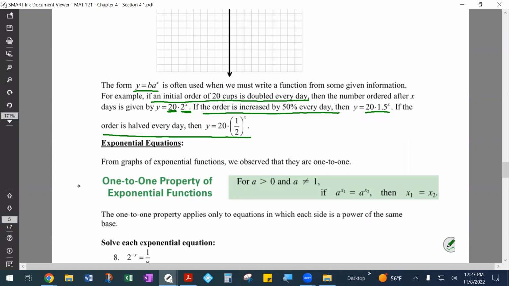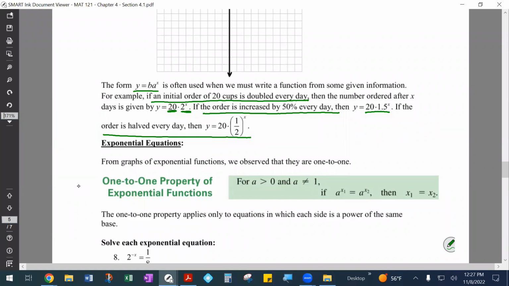When we are saying increasing by 50% every day, we're basically saying if your initial order was 20, increase it by 50%, which means you should now have 30. I mean, if you do half, it would reduce down to 10. So the 1 tells us keep the 100% of the original order. So the 20 cups, keep that, but then add an addition of 50% to that.